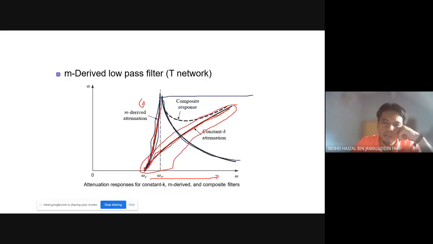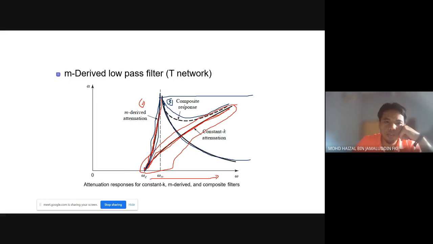the omega infinity. If it goes down, then in order to maintain the attenuation, we introduce the number 3 method, which is the composite method. So this composite will maintain approximately here. So it maintains at a certain attenuation.